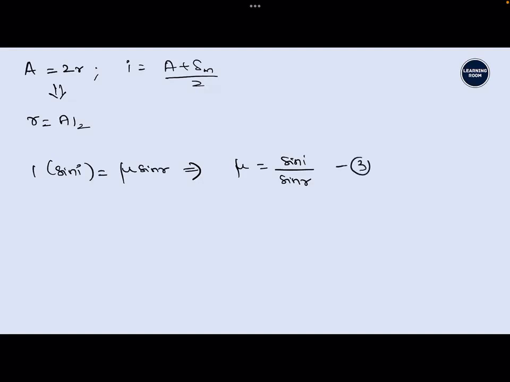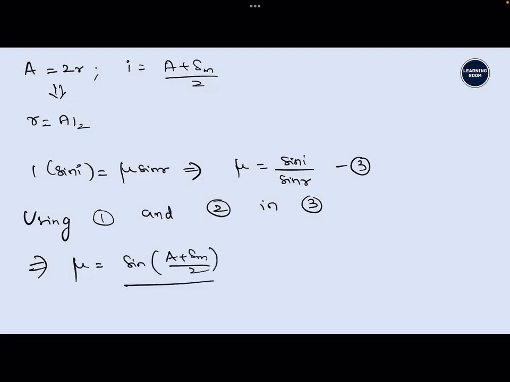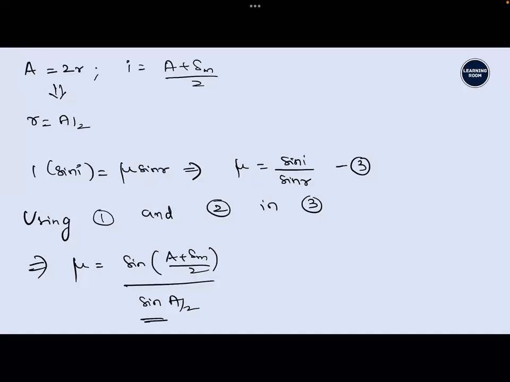So if I take this as equation 3, then using 1 and 2 in 3, what do we get? We get mu is equal to sine of (A plus delta M) by 2 divided by sine of A by 2. So mu will be equal to sine of (A plus delta M) by 2 divided by sine A by 2. Is it clear?